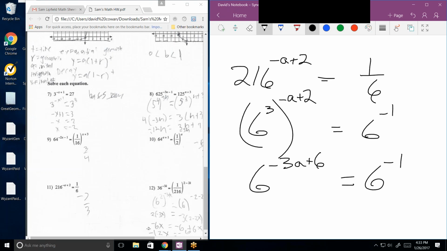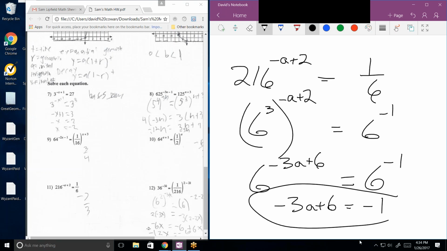What's the next line? Which you get a by itself. Well, give me the next line. Oh yeah, right. You just push the exponents, like, you equate the exponents. So the next line is minus 3a plus 6 equals minus 1.